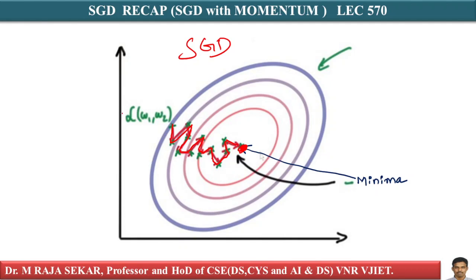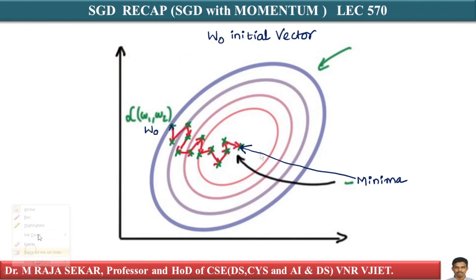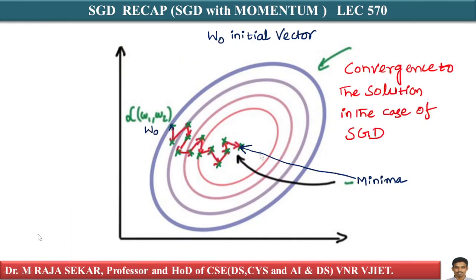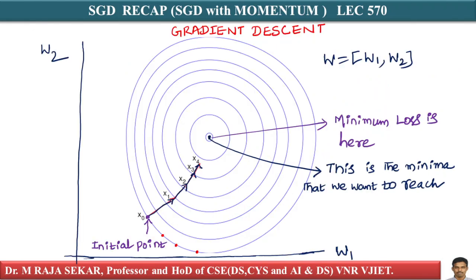Suppose this is my W naught. Where is my W naught? This is my W naught, my initial vector. If you look at this case, what happens in the case of gradient descent? Just see, converge to the solution in the case of SGD.